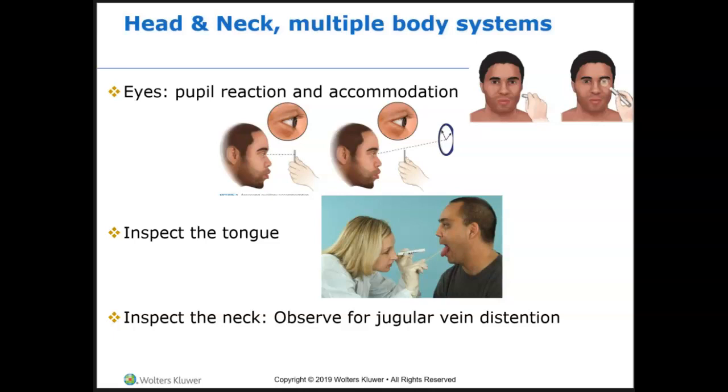You will check the tongue for color, moisture, swelling, and or any lesions. In the neck region, you're going to look for any swelling of the lymph nodes. We're going to show you how to do that. You're also going to look at the jugular vein, making sure that it is not distended. Distension can be a result of a cardiac condition you will learn more about later in this block, okay?